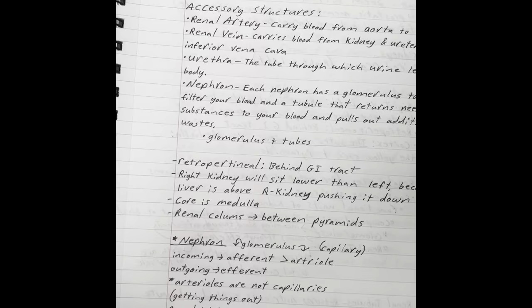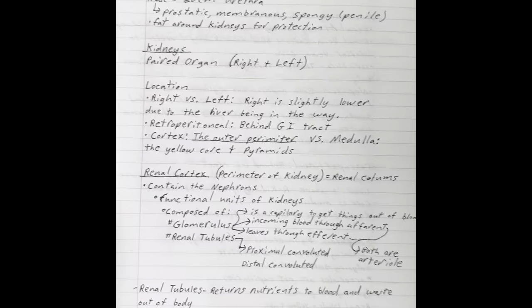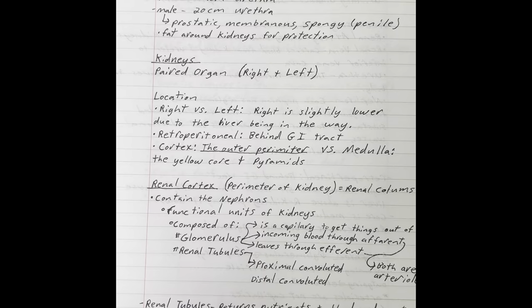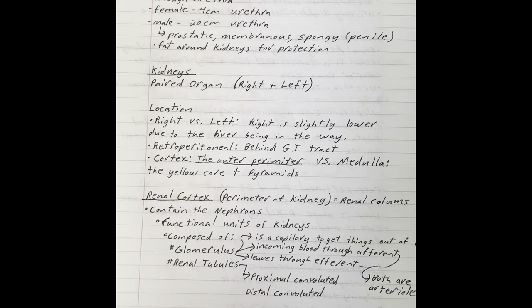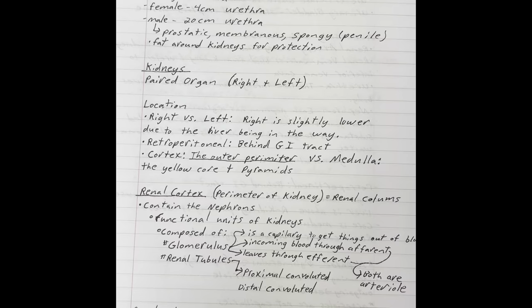The renal vein goes into the inferior vena cava. The ureter is a tube that leaves the kidney and goes to the bladder. Trigone, where the ureters come in and the urine leaves through the urethra.